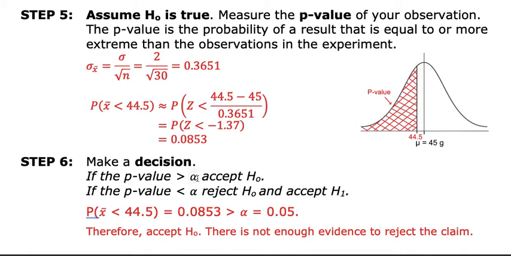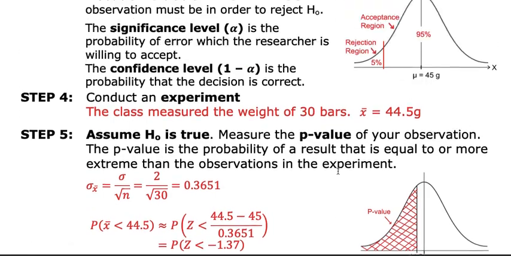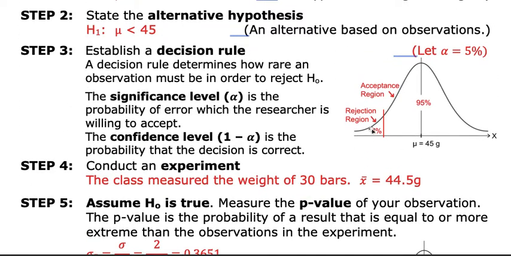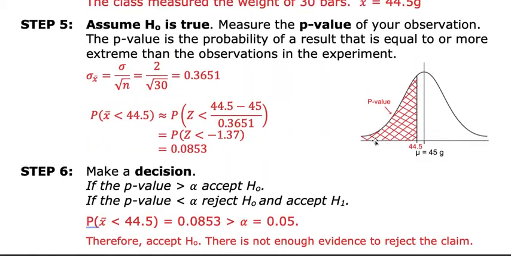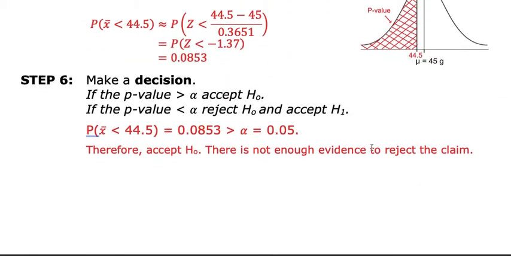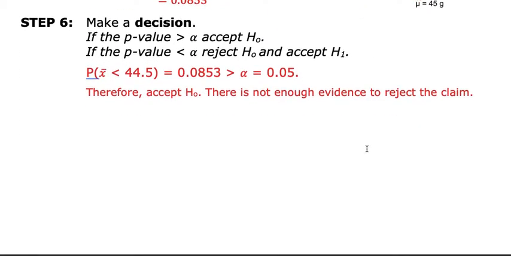If p is greater than alpha, meaning that if the rejection region is 5% and our p-value is greater, that means that it's closer to the mean and that we should accept the null hypothesis. And if the p-value is less than alpha, we reject the null hypothesis and accept the alternative hypothesis. So again, if our p-value is inside of the rejection region, we will reject. So if it's rare, reject. That's my way of remembering.